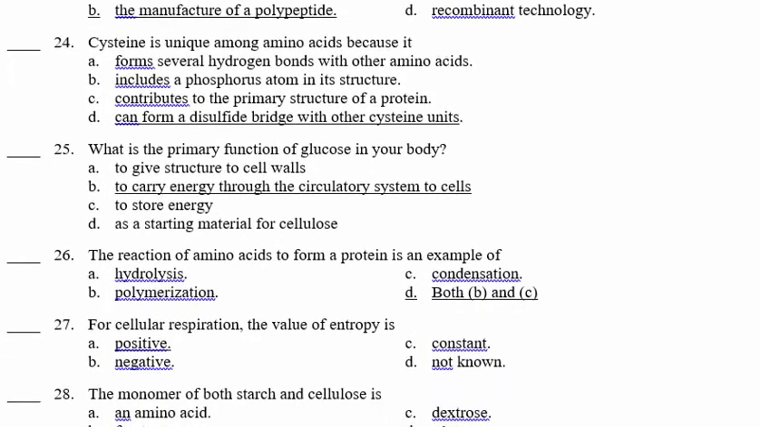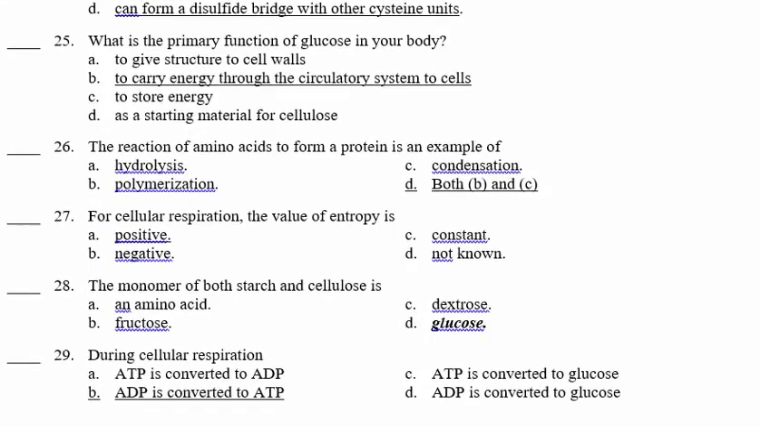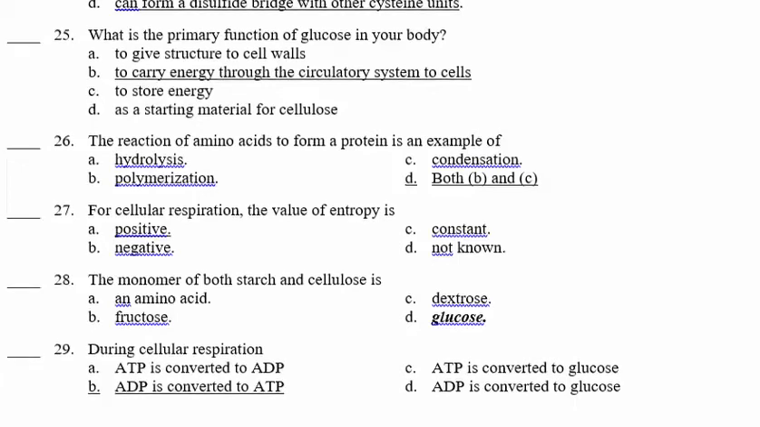What is the primary function of glucose in your body? To carry energy through the circulatory system to the cell. Again, glucose in your body is the basic unit for production of ATP, and ATP, as we said before, is the energy currency of the cells. 26. The reaction of amino acids to form a protein is an example of two things: polymerization and then condensation. Polymerization means that many amino acids are going to combine together, and then condensation produces the actual protein.